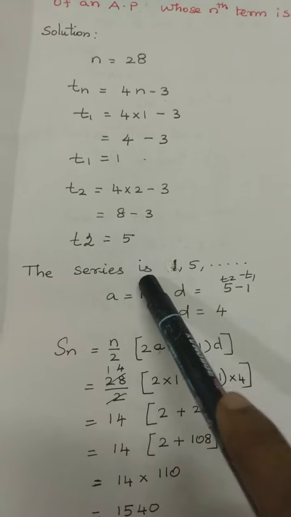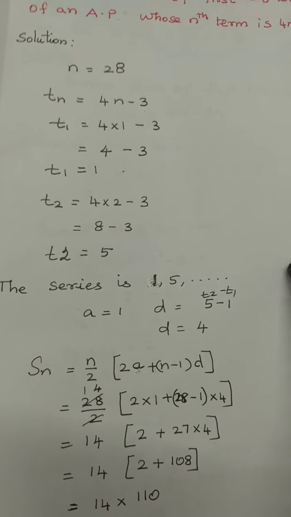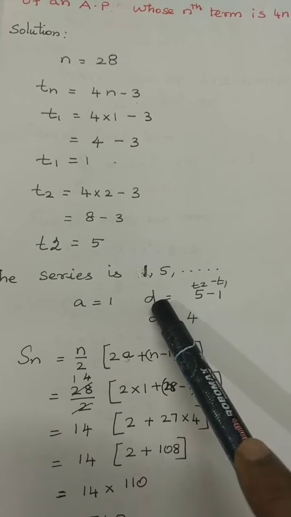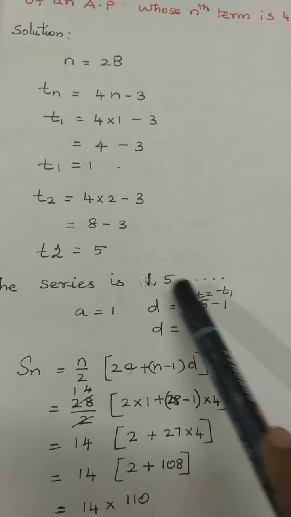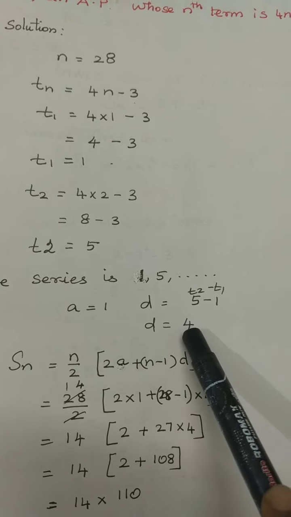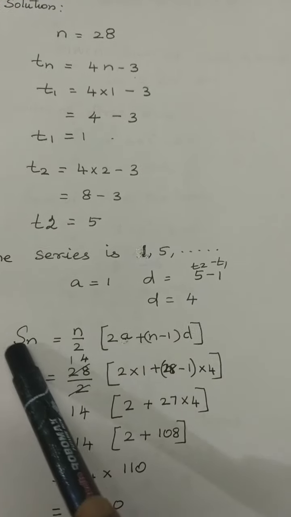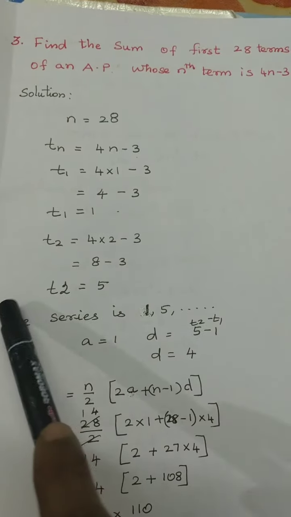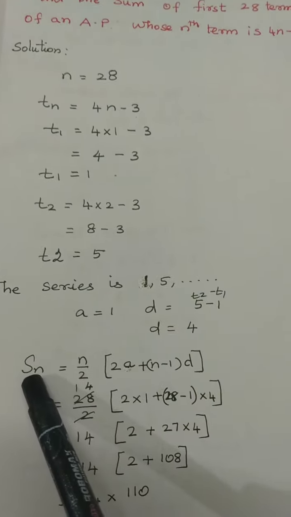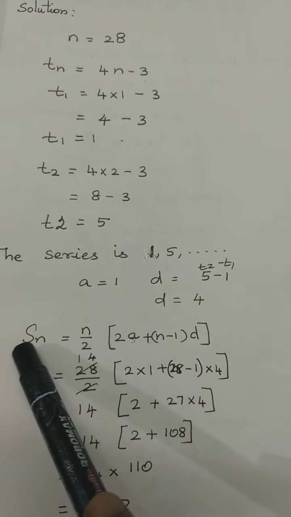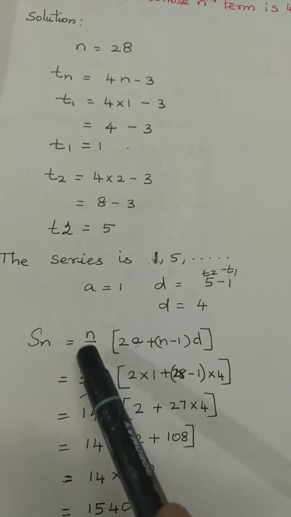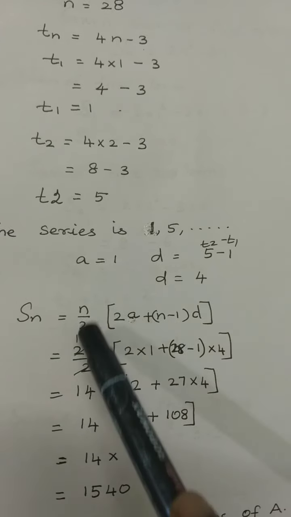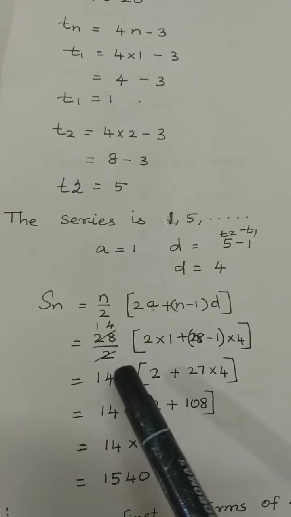Now we know the series: 1, 5, and so on. Then the first term is a equal to 1. Then d, the difference, is 5 minus 1, T2 minus T1, is equal to 4. Now Sn. You have to find the sum of 28 terms. We found the series. Using that you have to find the sum of 28 terms. Then Sn is equal to n by 2 into 2a plus n minus 1 into d. Here we know n is 28, so 28 by 2.